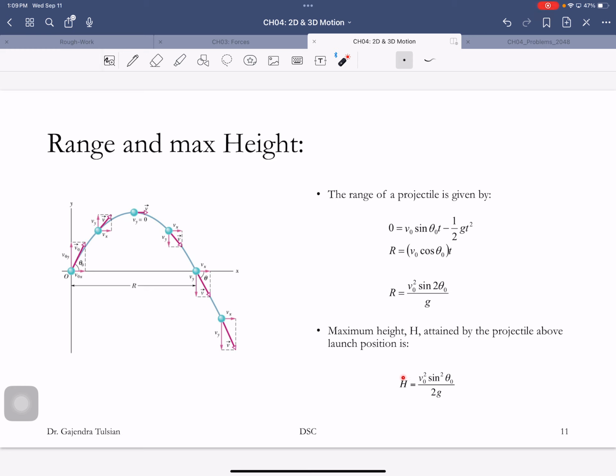The maximum height this projectile travels is v naught squared sine squared theta naught divided by 2g. And of course, for a given speed, the maximum height is achieved if theta naught is 90 degrees, if you throw it straight up. And you can see that in this formula. For theta naught equal to 90 degrees, you'll get 1 and you get maximum height.